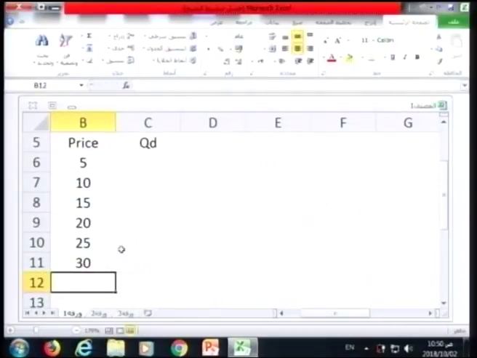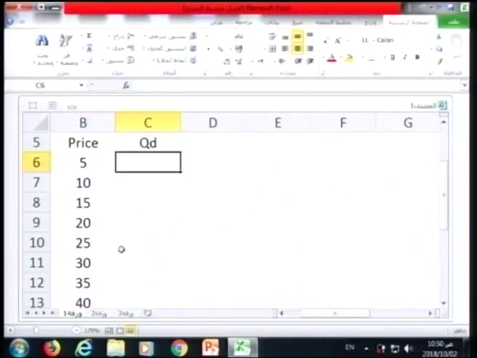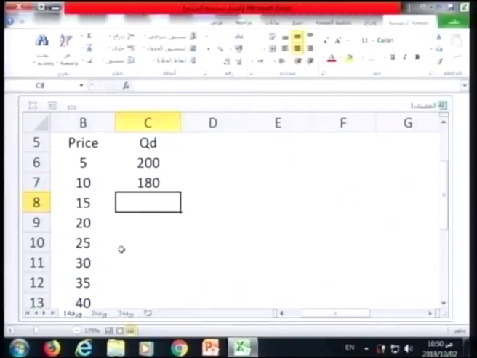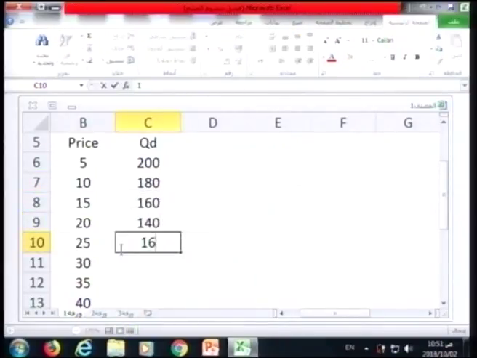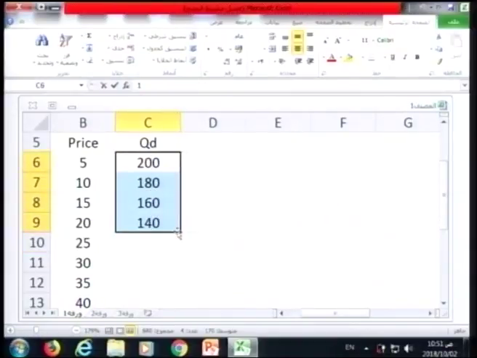$30, $35, $40. And let us assume that the quantity demanded was 200, 180, 160, 140, 120, 100, 80. Okay. Keep silent, please.